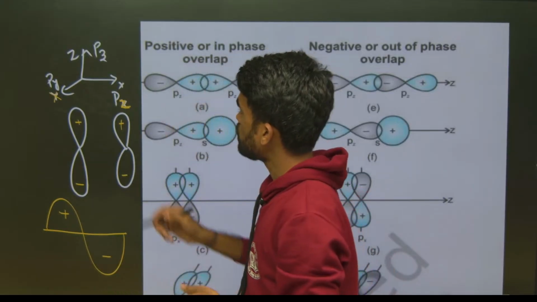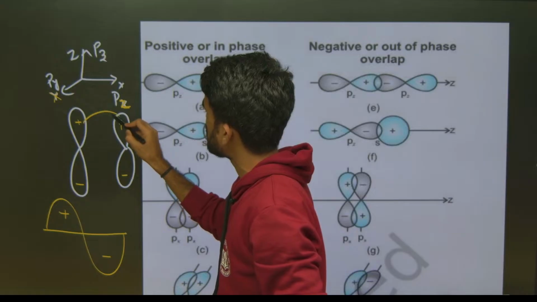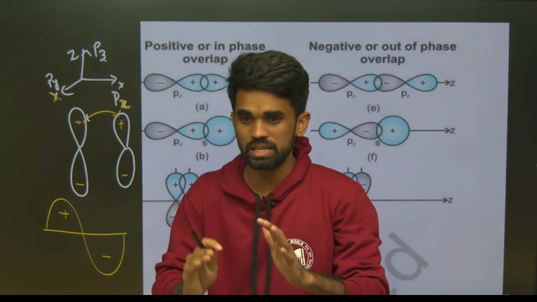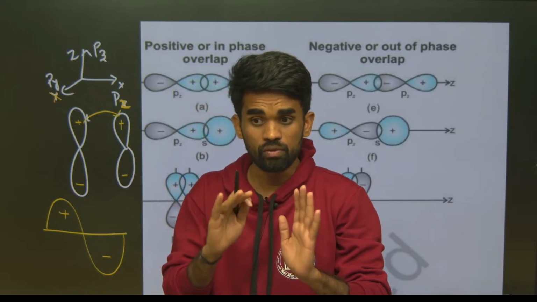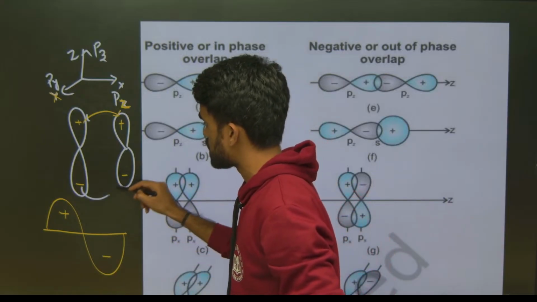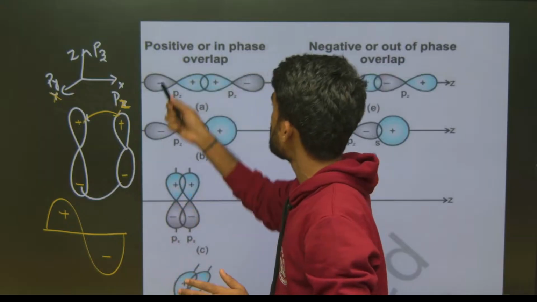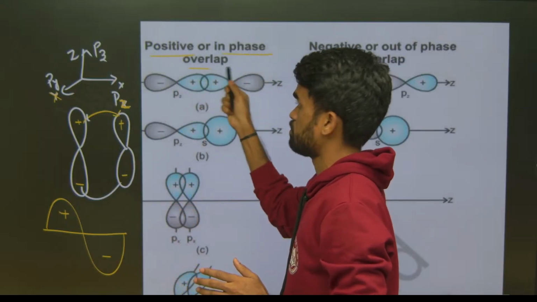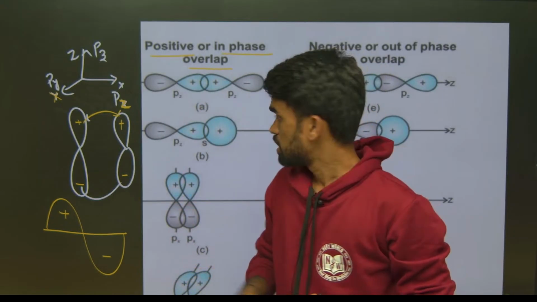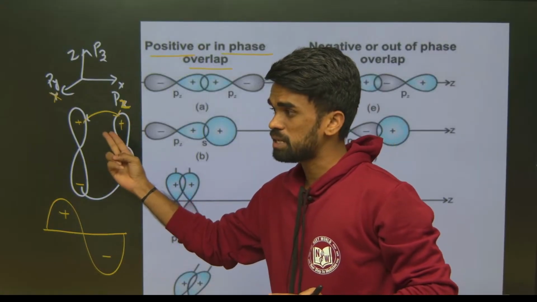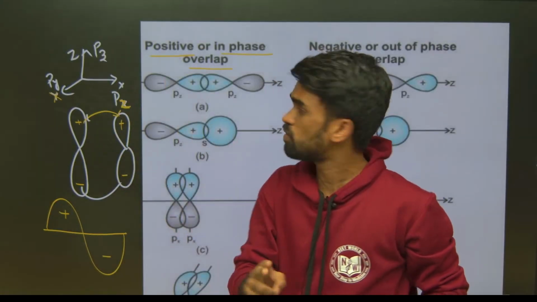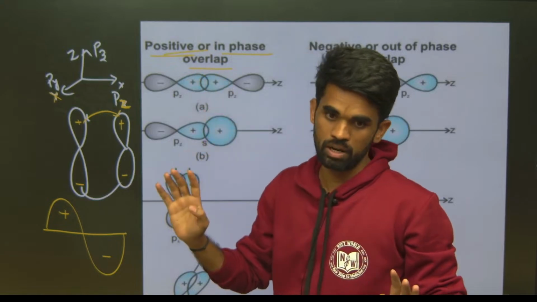Now if the overlapping is taking place on the same side, whether positive or negative, what I am saying is that it should be the same sign. Then that resulting overlapping is called positive or in phase overlap. Same sign overlapping taking place will be considered as in phase overlapping or positive overlapping.